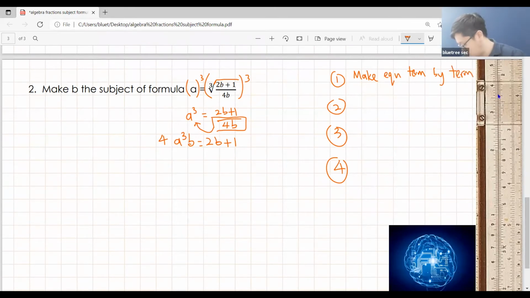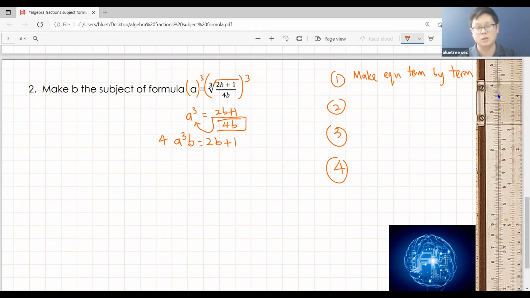And what term by term basically means is you do not want to see any sort of fractions, cube root, square root, or cube that is preventing you from continuing to manipulate the equation easily, right? Such as just now, if you see everything on the right side stuck inside the cube root, it's pretty hard to continue without removing it, isn't it?